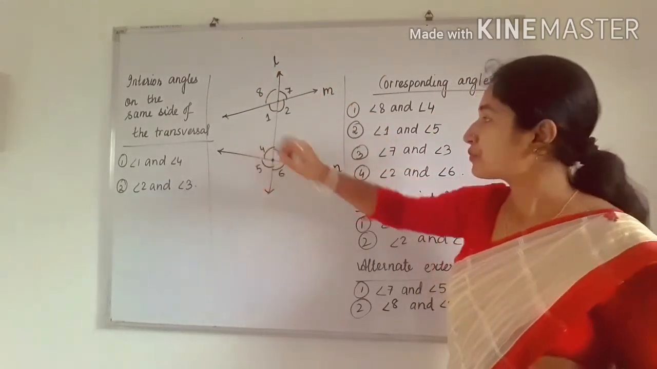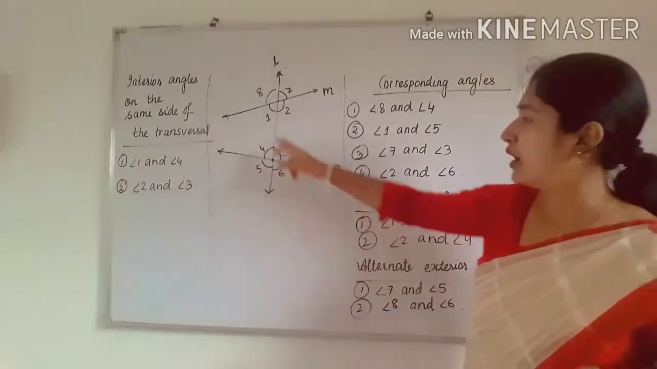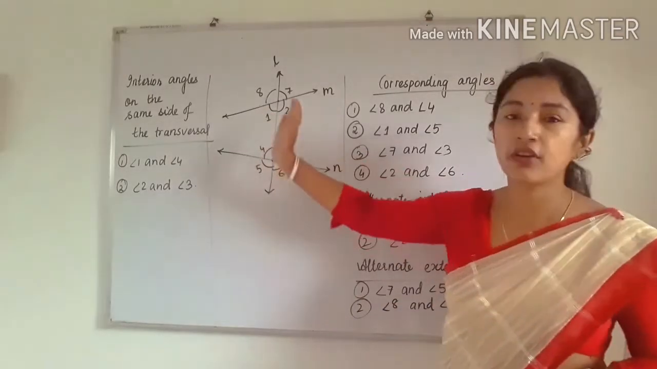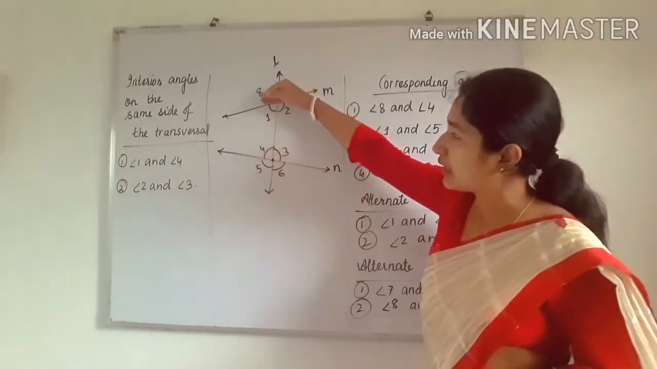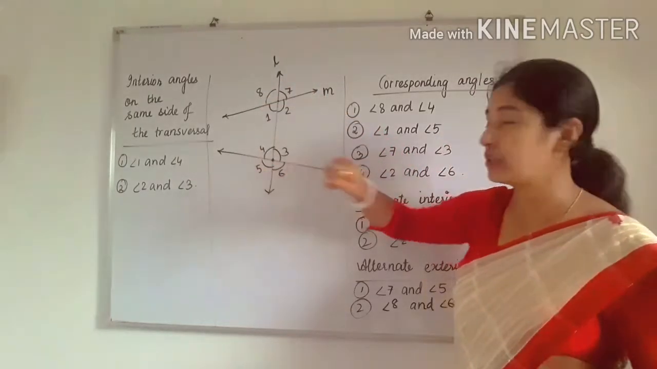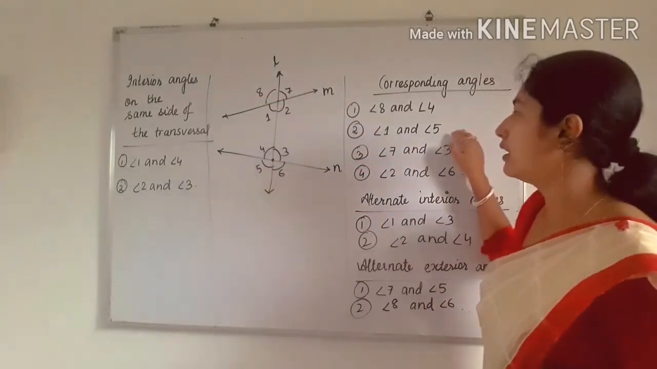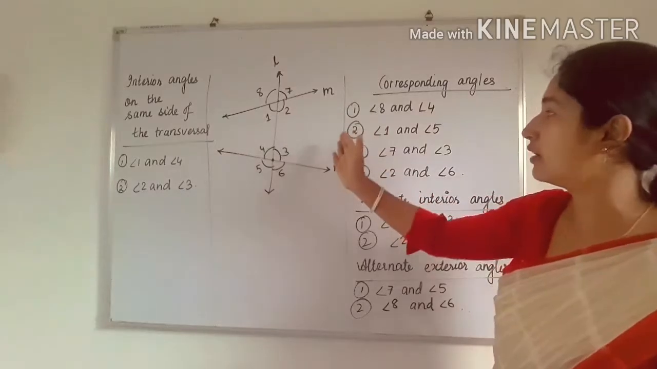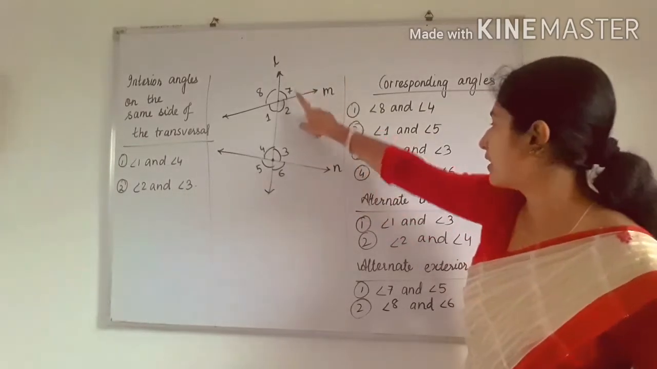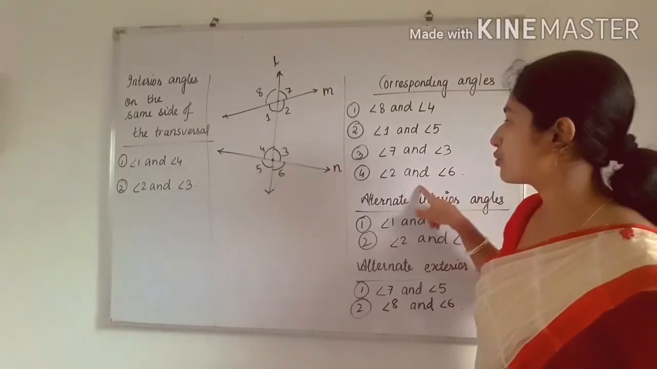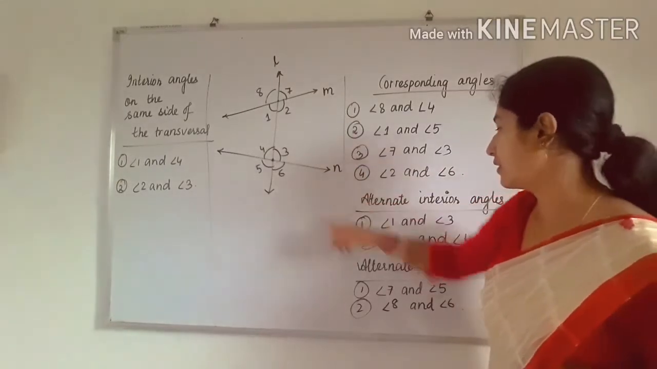Similarly, 1 and 5, they are also on the same side of the transversal, and they are below the lines M and N. Okay, so these are corresponding pairs of angles. Similarly, on this side also we have two more pairs of angles. First one will be angle 7 and angle 3, and next one will be angle 2 and angle 6.